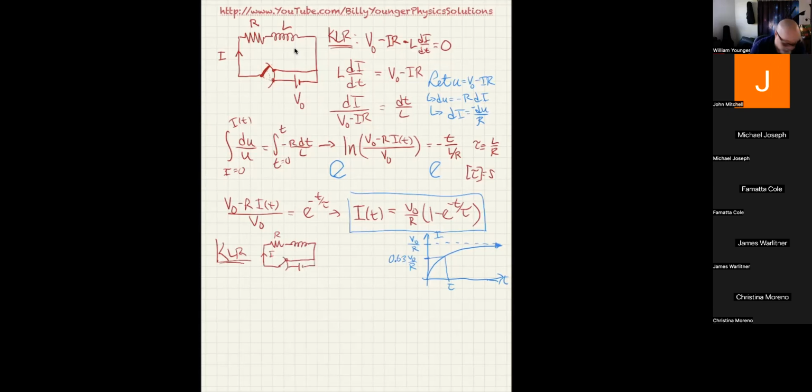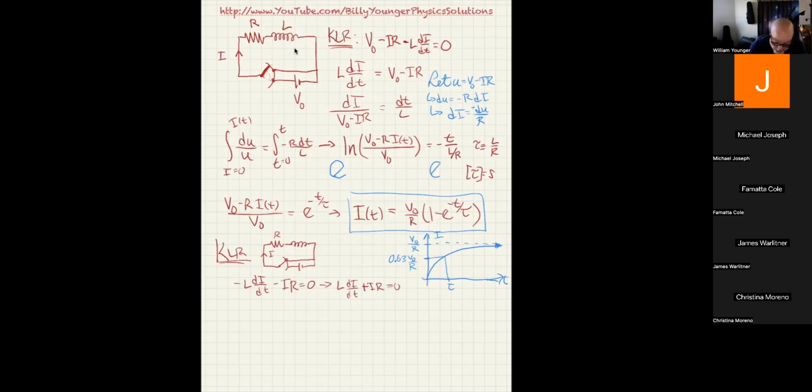Okay. So when that happens, what you ultimately see is that negative L di dt minus IR is equal to 0. That, in fact, gives me a differential equation that's actually pretty straightforward to work with. It becomes L di dt plus IR is equal to 0.